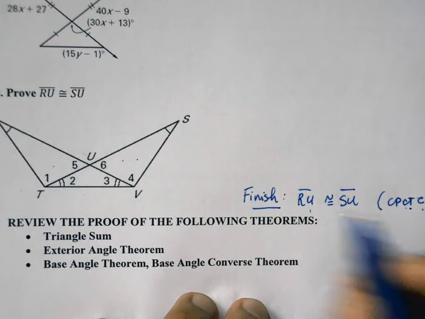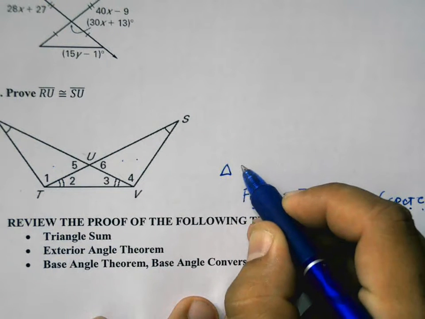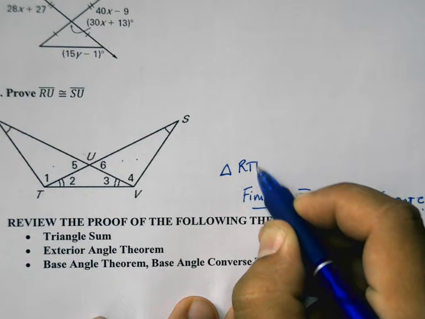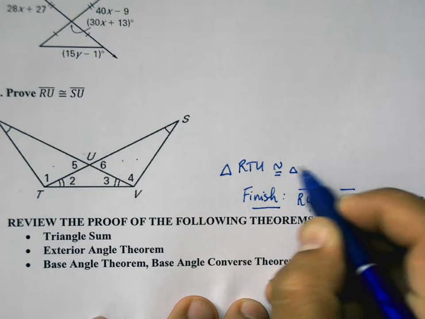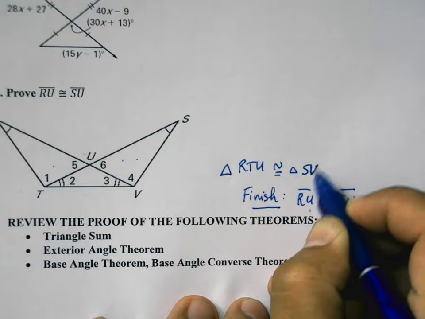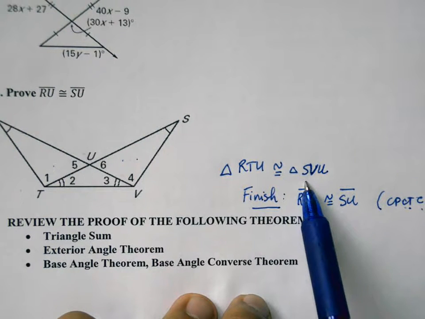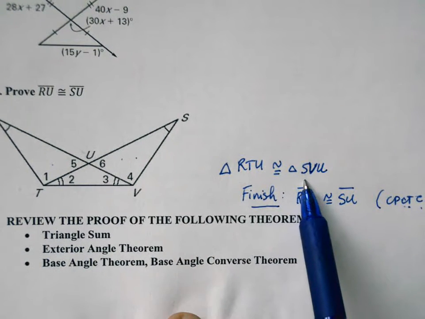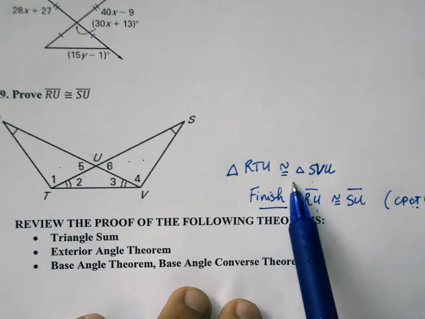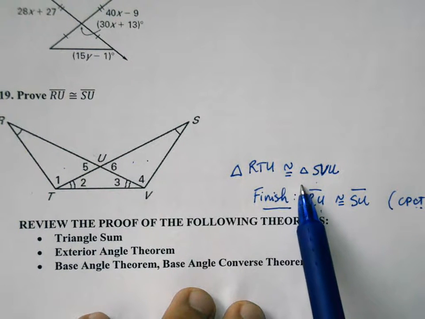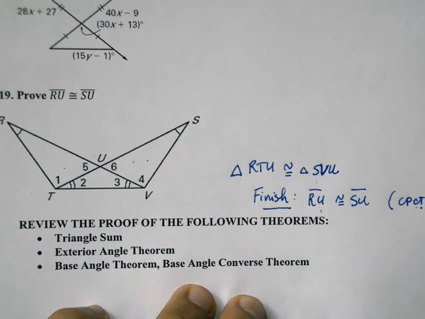So that means my second to last step is going to have to be that triangle RTU is congruent to triangle SVU. Now I don't know how yet. I'm not really sure how it's going to work, but I know that I probably have enough information to make it happen. So my new job in this problem is to prove that this is true. We're going to look into the picture and see what we can find that's given.